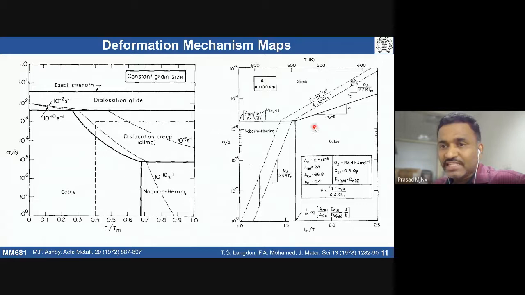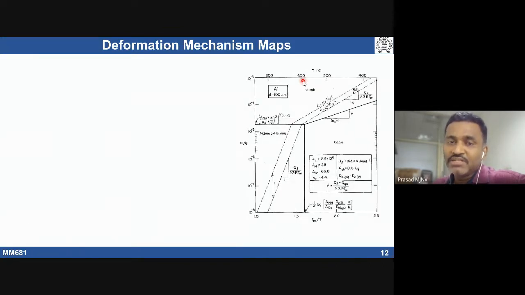So how do you establish these boundaries? For example, I want to know the boundary between climb and Coble, or Nabarro-Herring to climb. What should you do if you want to know the boundary, where the strain rate is constant for both of them? Am I right? The boundary basically indicates that the creep rate is equal for both mechanisms at the boundary. That's what it's called a boundary.